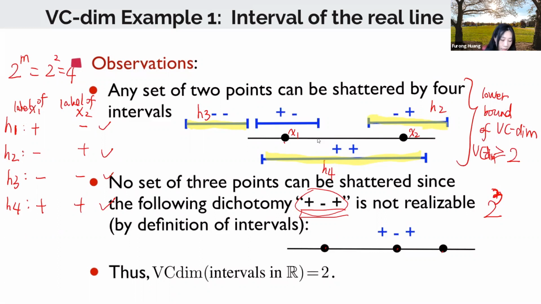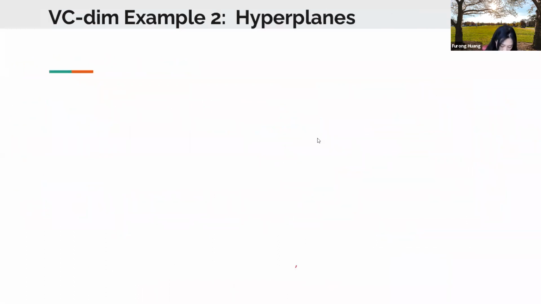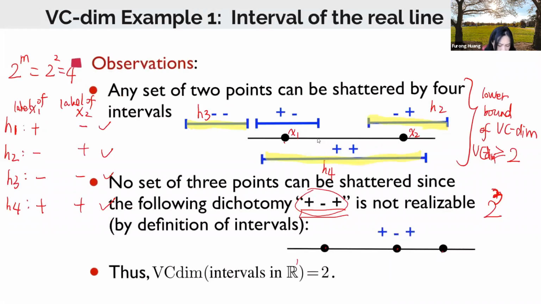And that's why the VC dimension of intervals in the real line, here this is 1, so it's the real line. Intervals of the real line, the VC dimension is just 2.